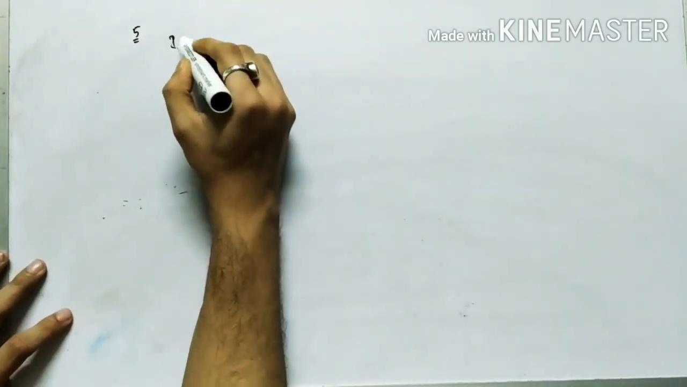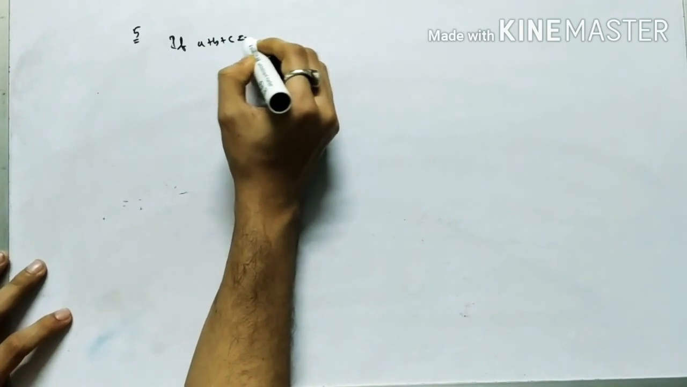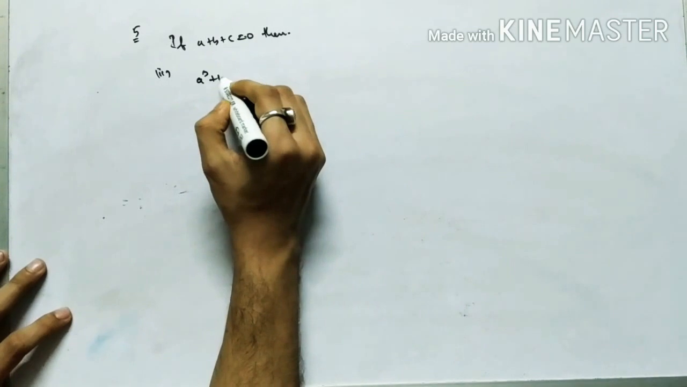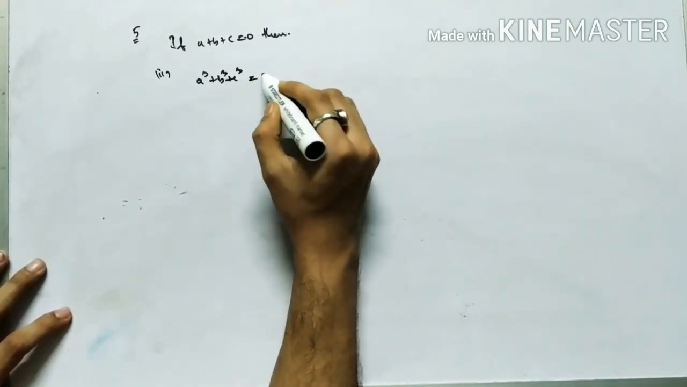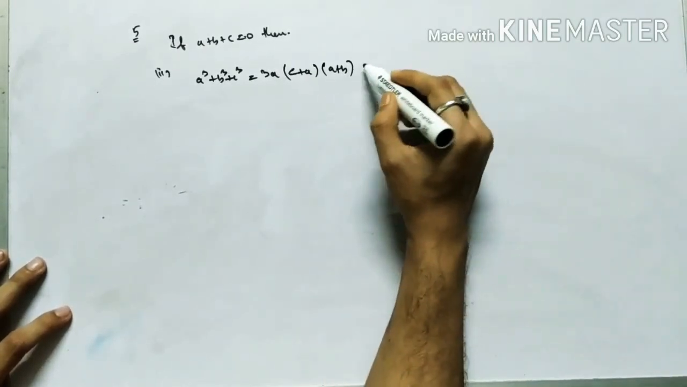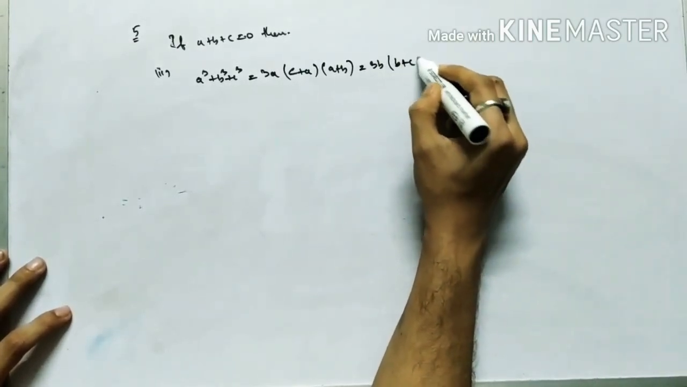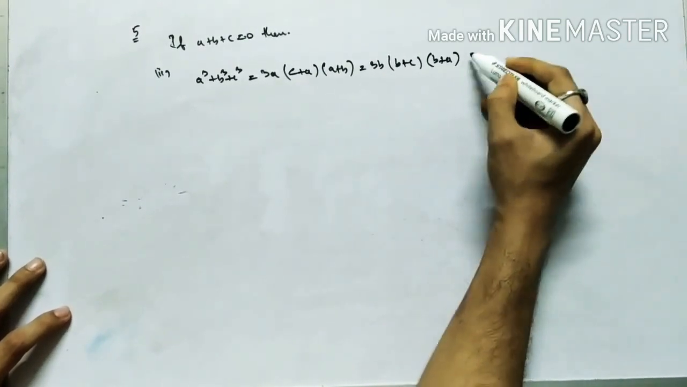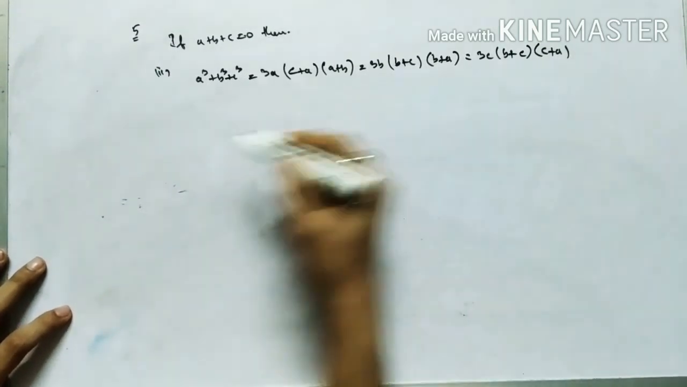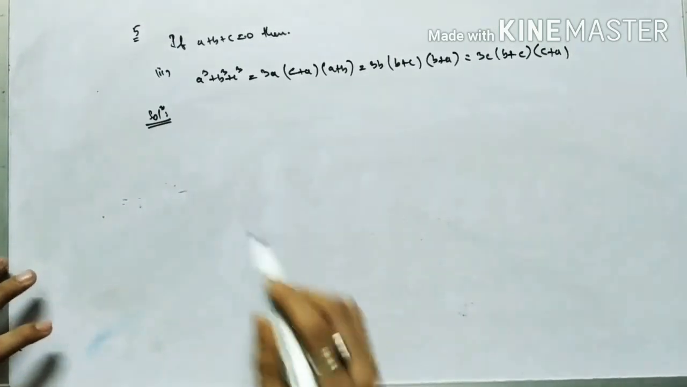Next I will go to type 5 number 2. Okay, type 5 number 2. So this is our type 5. If A plus B plus C is equal to 0, then number 2: A cube plus B cube plus C cube is equal to 3A, C plus A plus B is equal to 3B, B plus C, B plus A is equal to 3C, B plus C, C plus A. So this is the solution.